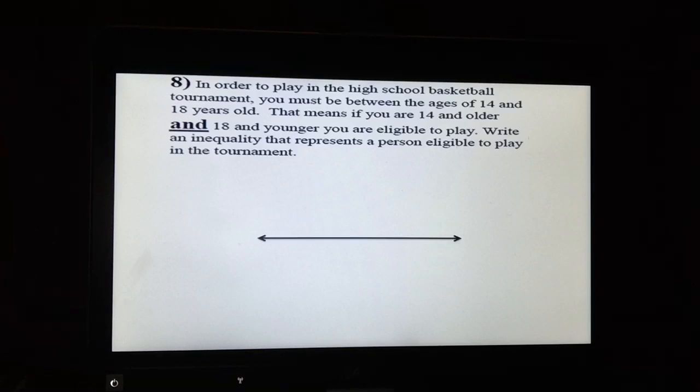All right guys, so here's number 8. It says, in order to play in the high school basketball tournament, you must be between the ages of 14 and 18. All right, that means that you have to be 14 and older, and you have to be 18 and younger to be eligible to play. Write an inequality that represents a person who is eligible to play in the tournament. Go ahead and do that right now.